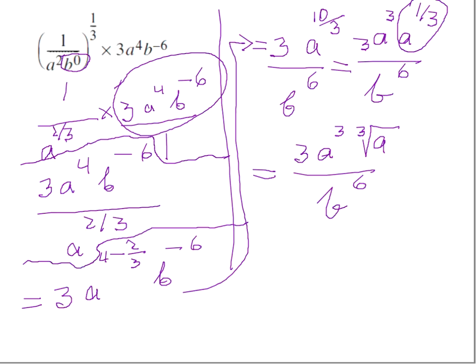Okay, good. So now all we do is a to the power of 4, take away 2/3. 4 take away 2/3, it's 3 1/3. So the answer becomes a to the power of 3 times a to the power of 1/3. We can write them separately because 3 1/3. And then b to the power of -6 in the top becomes just b to the power of 6 in the denominator. And so this is the final answer.